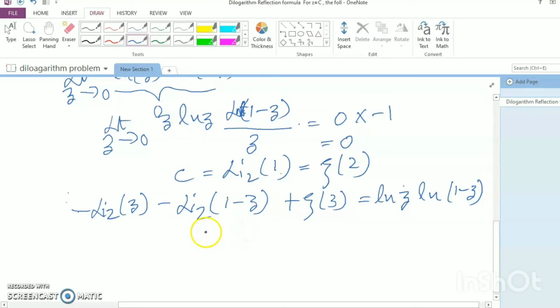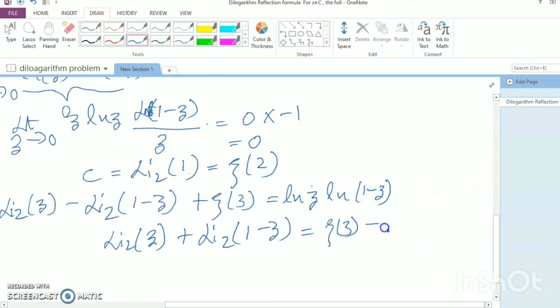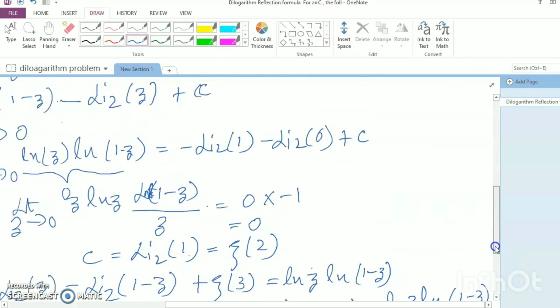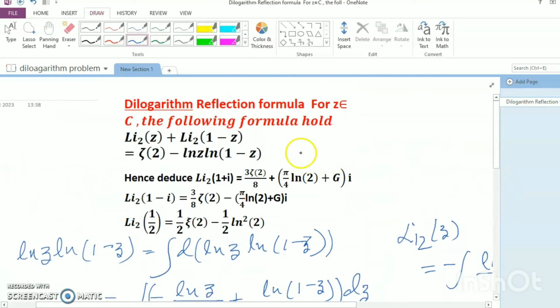So this formula can be written Li2(z) plus Li2(1 minus z) is equal to zeta 2 minus ln z ln(1 minus z). This is the formula. Okay, I hope it is clear, friends. I hope it is very, very clear for everyone. Now I have to deduce all the values. So this is proved. Now I will find out all the values. First target is this one, because this is very simple. After that I will solve the next two.